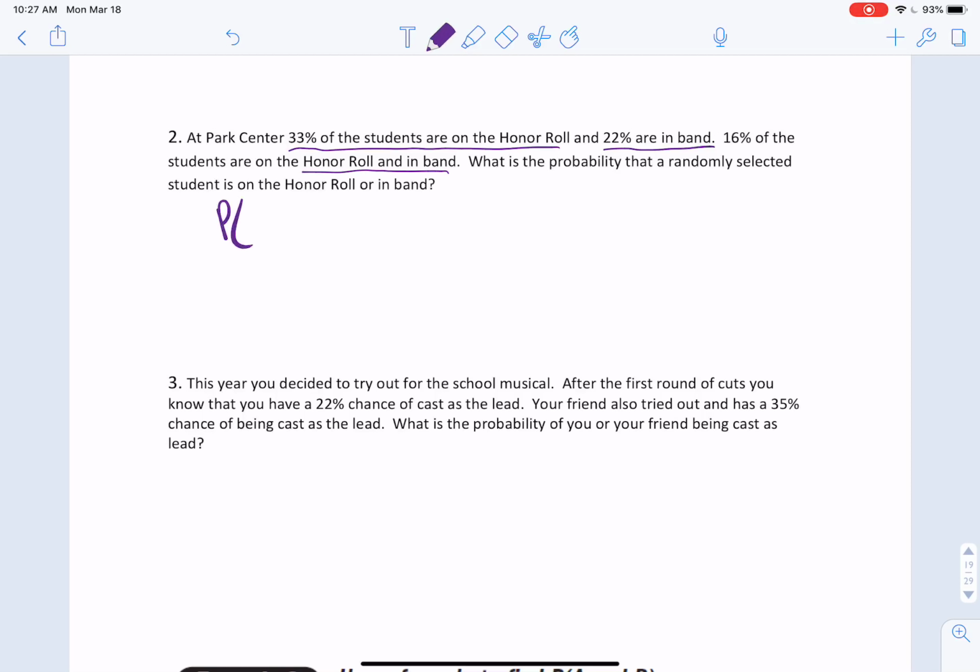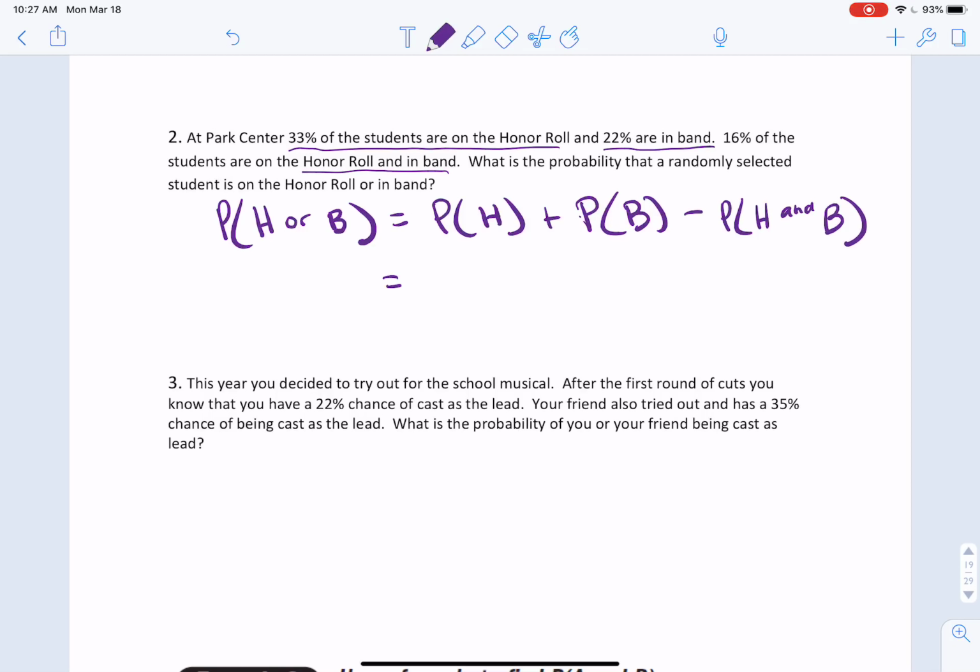So the probability that they're on honor roll or band is equal to the probability that they're on honor roll plus the probability that they're in band minus the probability of the honor roll and band. So the probability they're on honor roll is 33% plus the probability that they're in band is 22% minus both of them, which is right here, 16%. So in your calculator, you can just take 33 plus 22 minus 16, and that'll give you 39%.